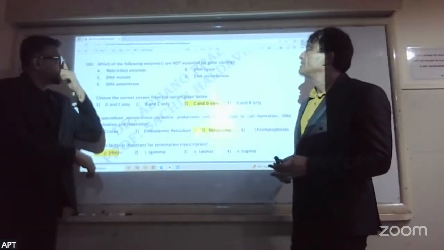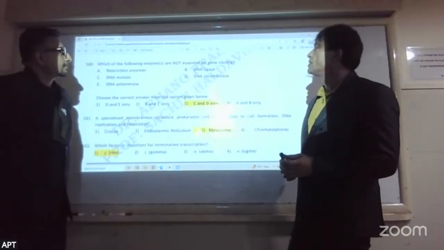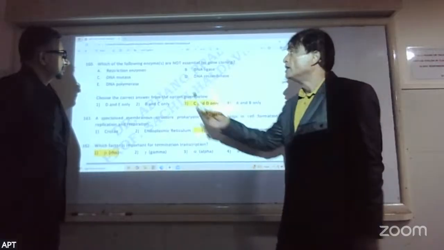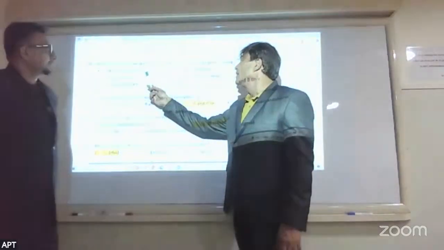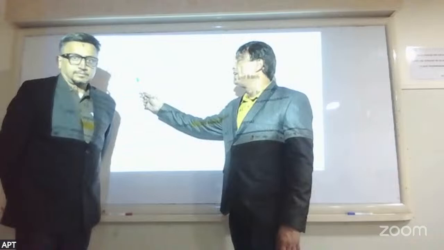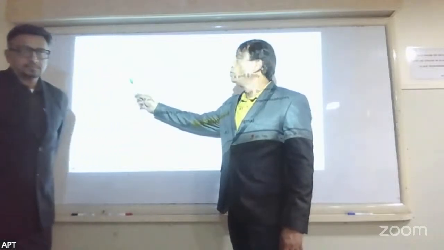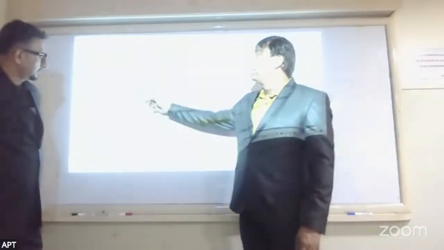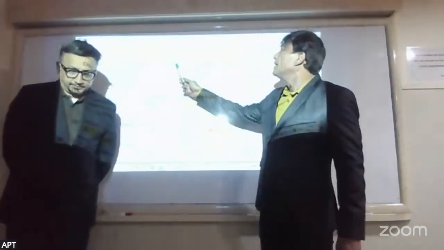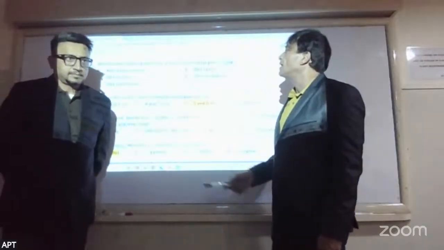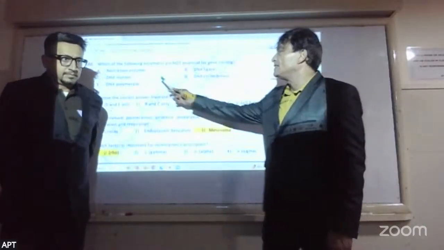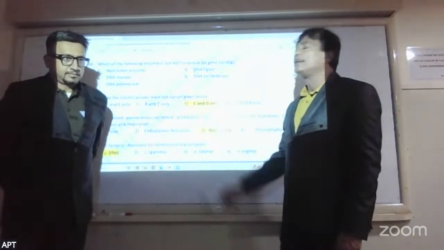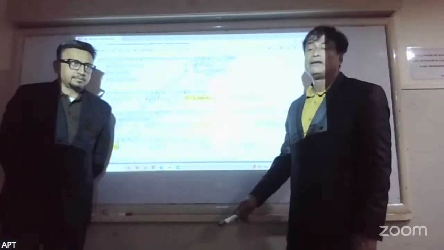Which of the following enzymes, again biotechnology, are not essential for gene cloning? We all know that without restriction enzymes we cannot work. DNA ligase definitely is essential, but DNA mutase has no function. DNA recombinase again has no function, but DNA polymerase definitely is. So they have asked for not essential, so the answer should be C, DNA mutase, and D, DNA recombinase. So answer 3 should be the correct answer.